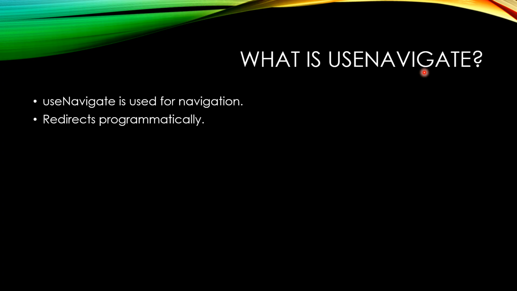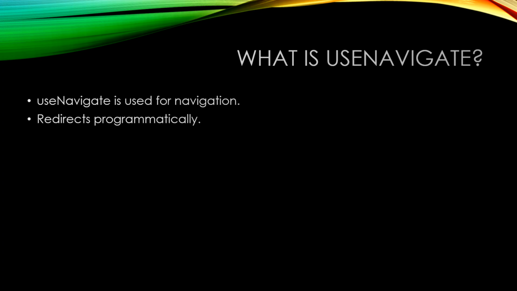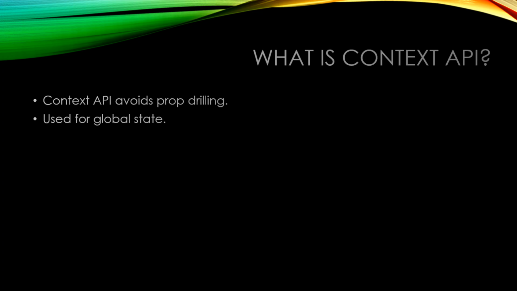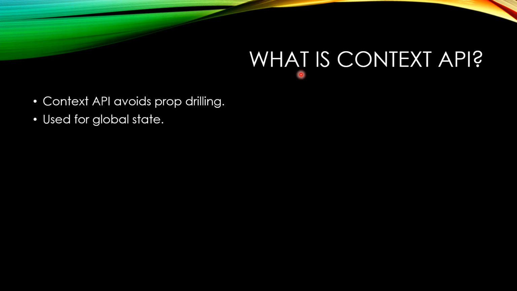What is useNavigate? useNavigate is used for navigation and redirects programmatically. What is Context API? Context API avoids prop drilling, used for global state. Let's move to the next question.